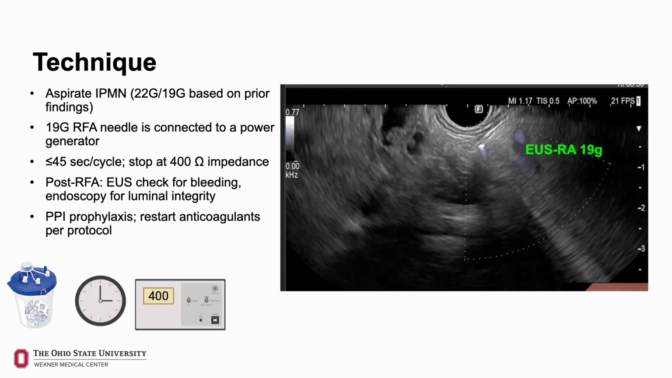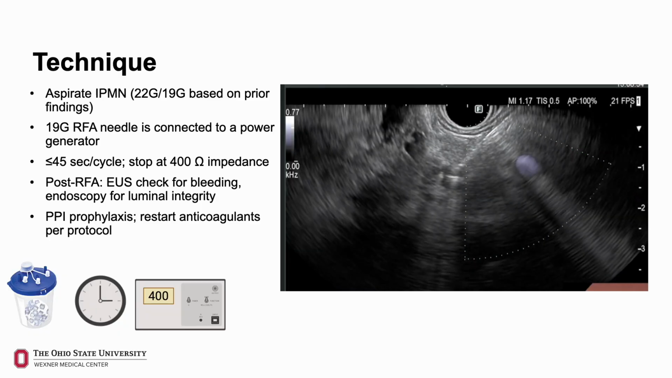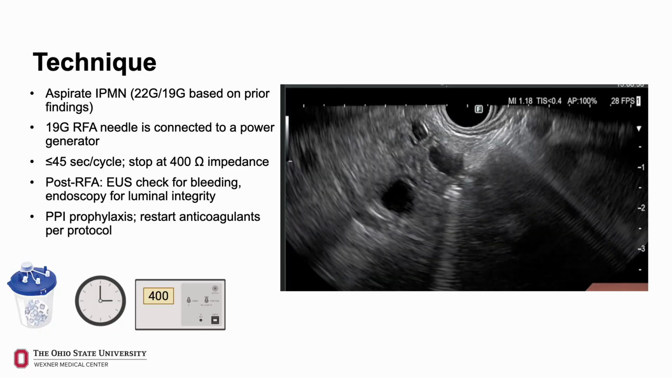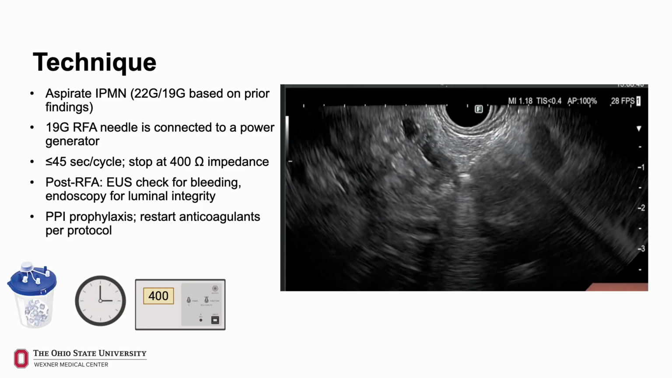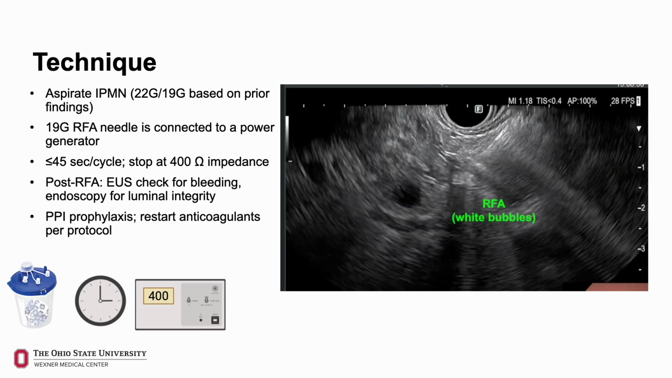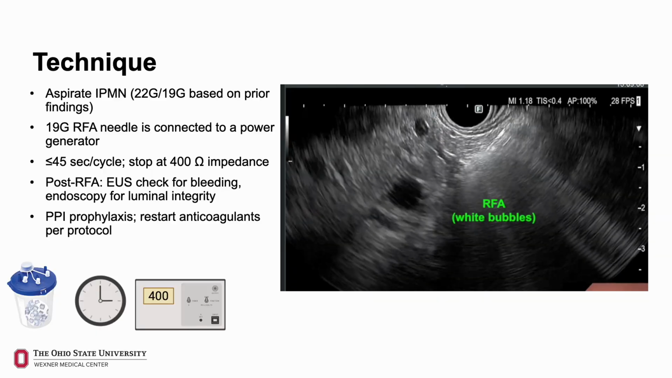Then you start from distal to proximal, ablating at multiple points. And in the next slide, I'm going to tell you the technique to ablate as well. When you ablate, you will see some white bubbles, which are vaporization bubbles. That doesn't mean anything. It's just the interaction of the probe with the tissue.